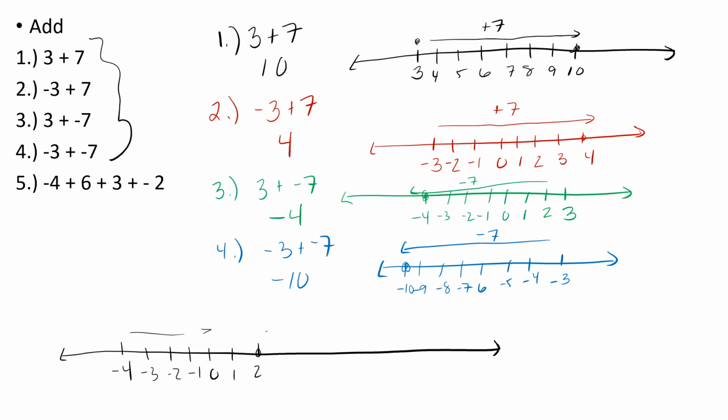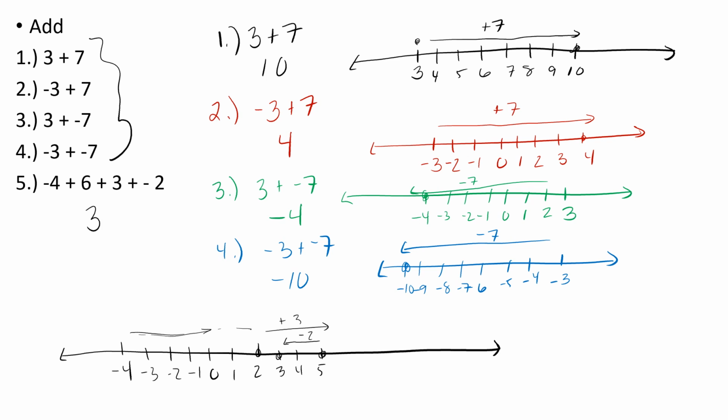And then from the 2, we're going to add 3. So 1, 2, 3. And that's going to put us at 5. And then from the 5, we're going to add -2, which means we're going to move back 2, which is going to put us at the 3. Okay.